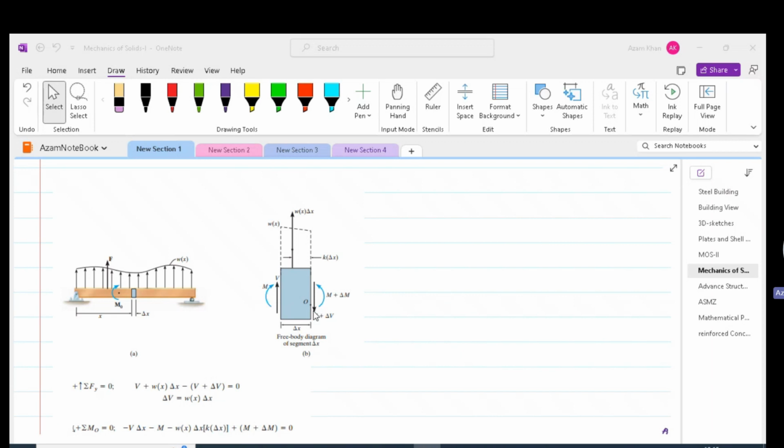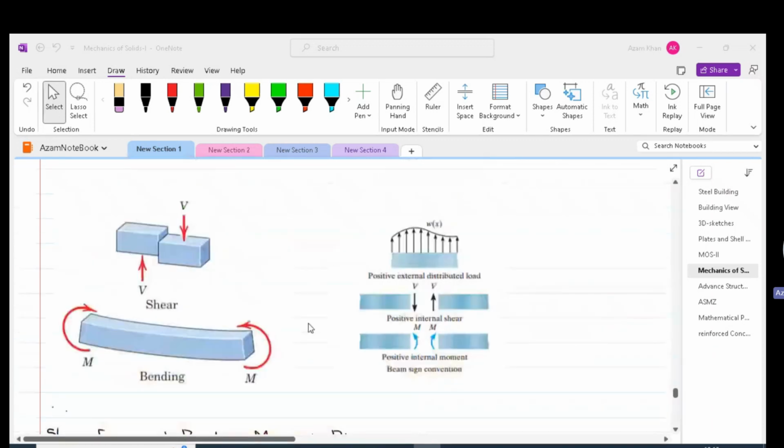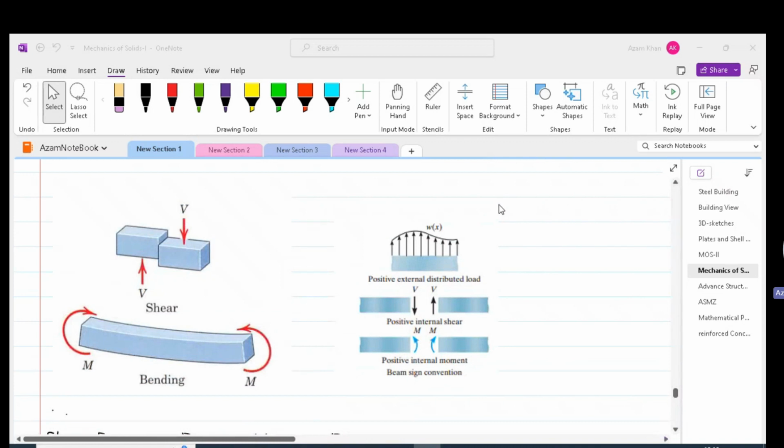The direction of shear and moment at the right hand side of the free body is in accordance with our sign convention. Our sign convention, as we defined earlier, is shown in this figure. Thus, positive load is facing up. Shear is considered positive down for the left section of the beam, and moment is considered positive if it is in counterclockwise direction for the left portion of the beam.